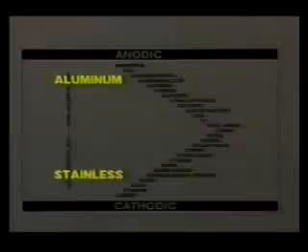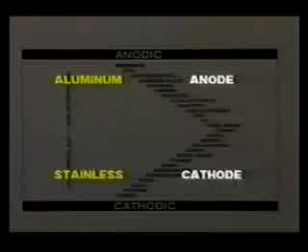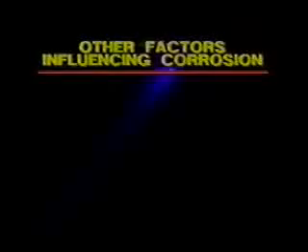Let's see how our example of the aluminum aircraft skin and stainless steel fastener looks on the galvanic series chart. Aluminum appears higher on the chart than stainless steel, which means that the aluminum will act as the anode and the stainless steel fastener as the cathode. This means that in a corrosive environment, there will be rapid corrosion of the aluminum skin where it contacts the stainless fasteners. On the other hand, if two metals are close to each other on the galvanic chart, corrosion will occur, but not as quickly. Other factors will also increase the corrosion of a metal.